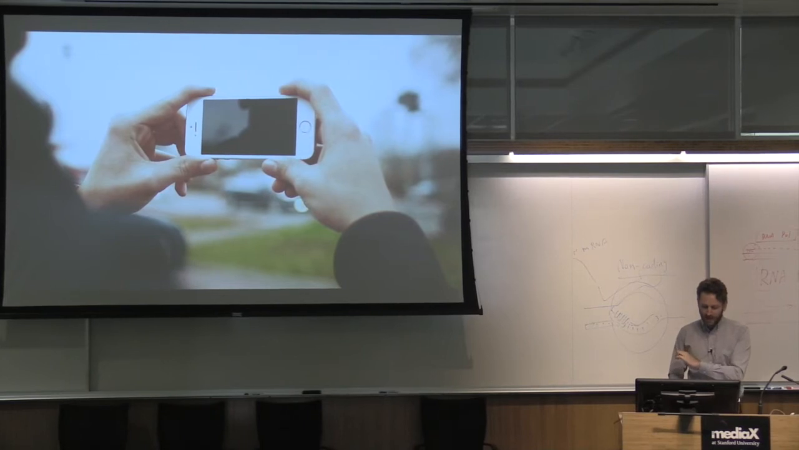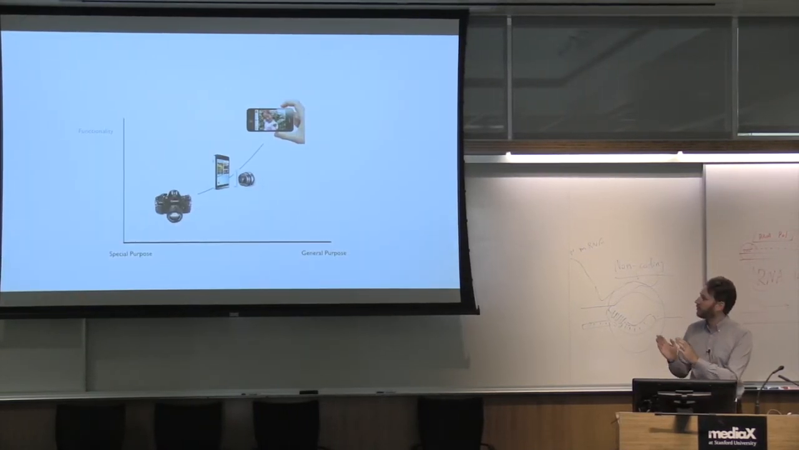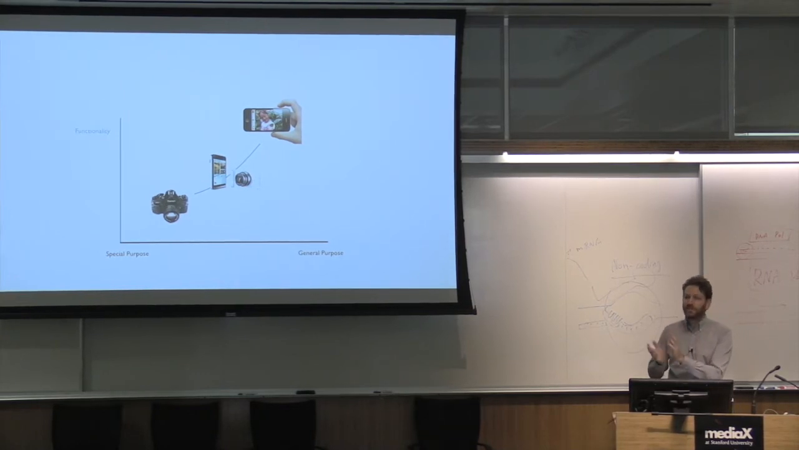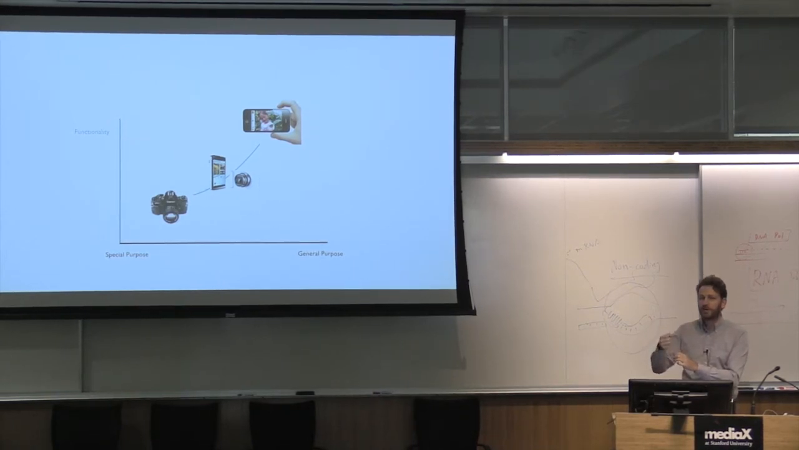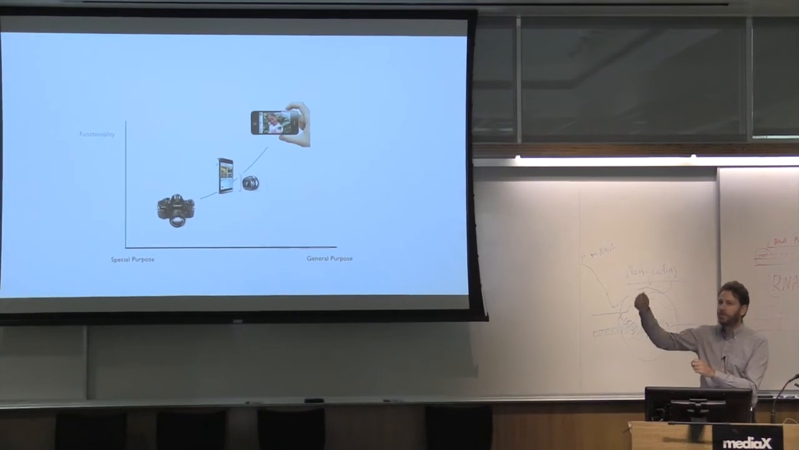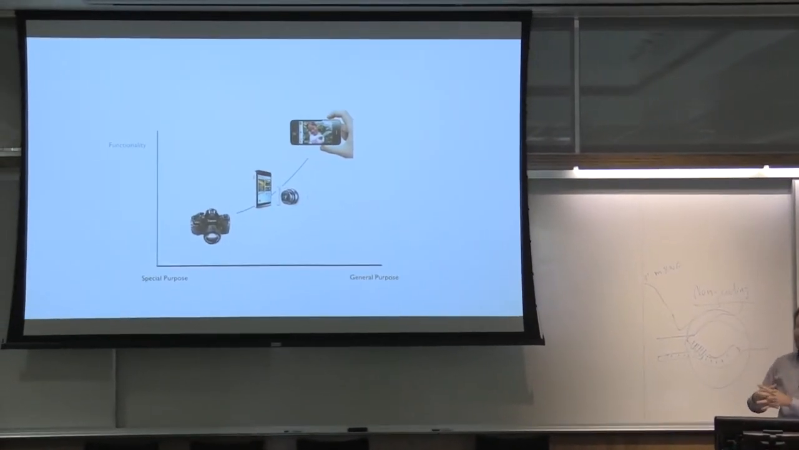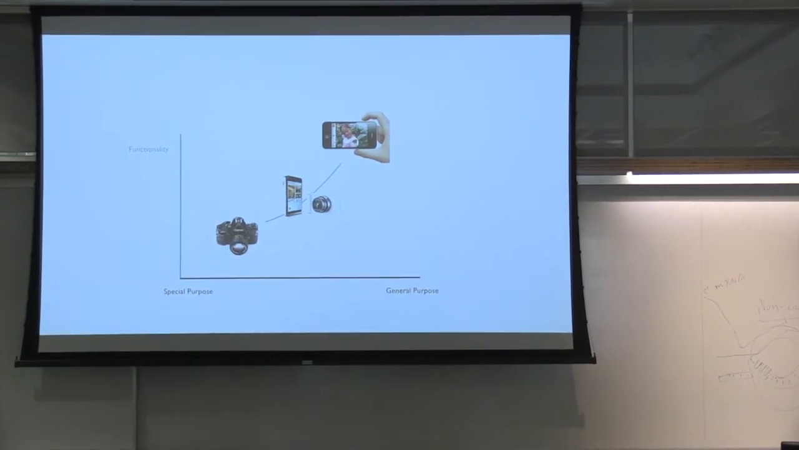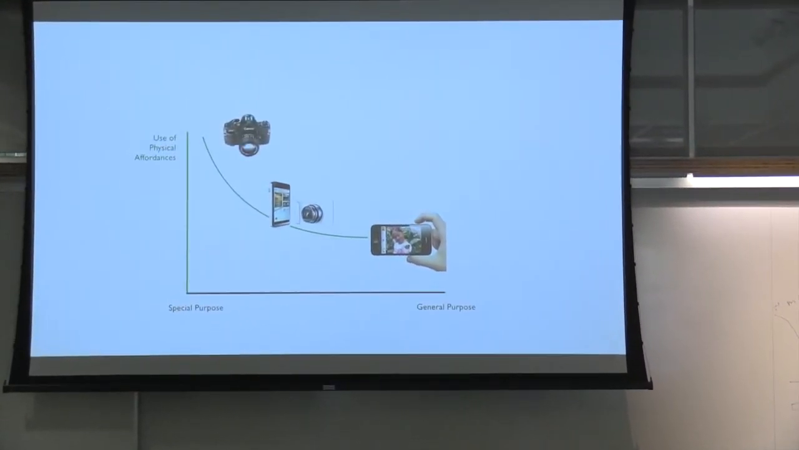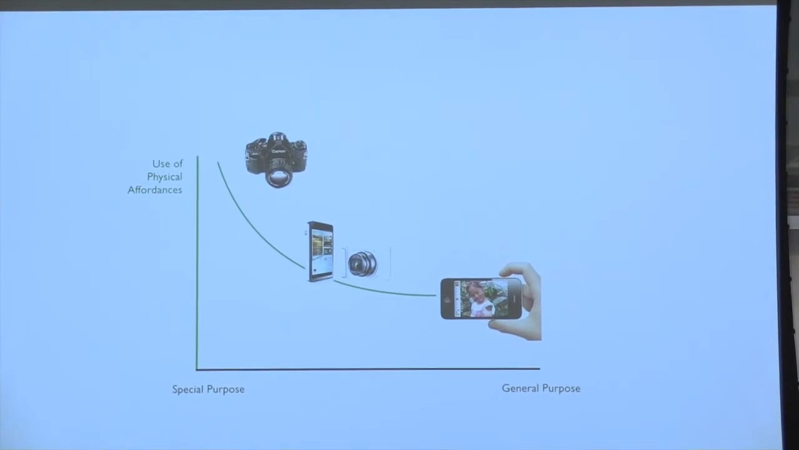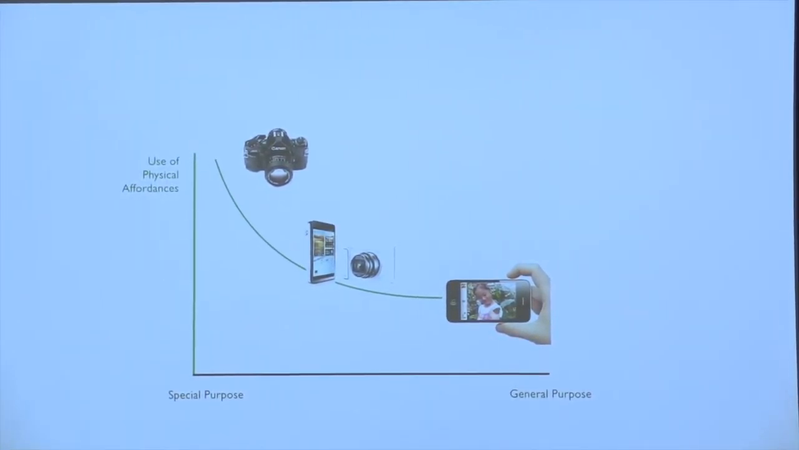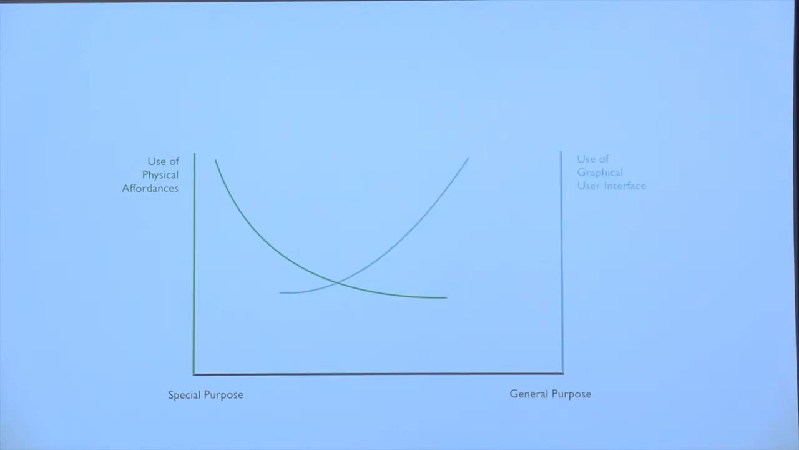And so as we look at this trend, what we're seeing is this convergence of devices powered by digital computation, powered by Moore's law, moving from special purpose devices to more and more general purpose devices. And so we now have these devices with increased functionality, but on the other hand, the use of physical affordances, these special physical buttons or input elements that are precisely tied to specific applications, are decreasing. And so we see the use of graphical user interfaces instead increasing.